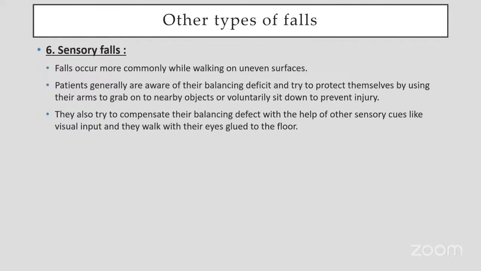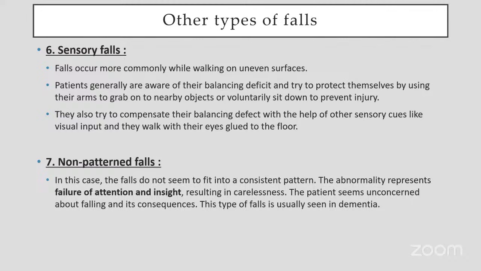Other types of falls, like sensory falls. Sensory falls occur more commonly while walking on an uneven surface. And patients generally are aware of their balance deficit and try to protect themselves by using their arms to grab a near object or voluntarily sit down to prevent injury. They also try to compensate for their balancing deficit with the help of other sensory cues, like their eyes being glued to the floor, where visual input helps them to walk.